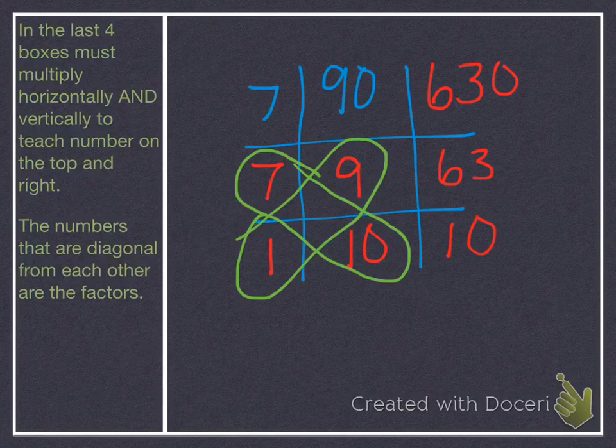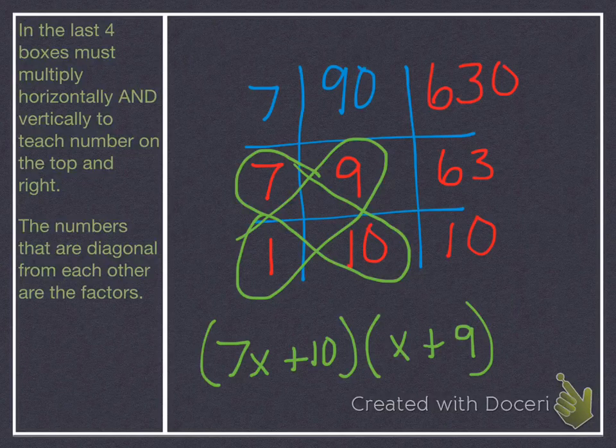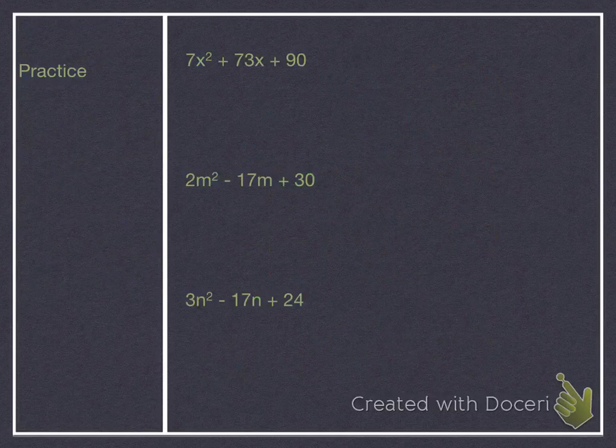Okay, the question is, how do I write it? Well, it's going to be 7x plus 10 times x plus 9. Okay, there we go. I think that sounds easy enough, but we're going to do a couple more. Now, in our practice, oh darn it, we just did that one. So forget that one. But we'll pick one that's a little bit easier.